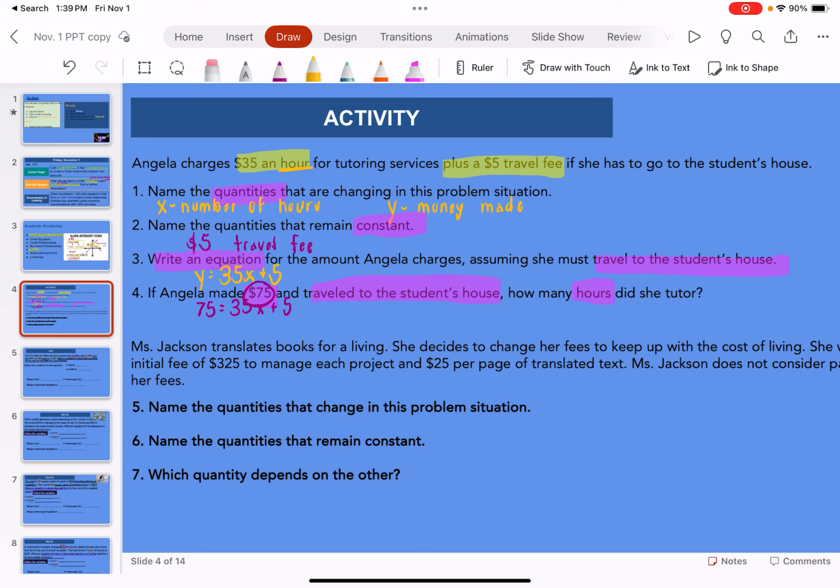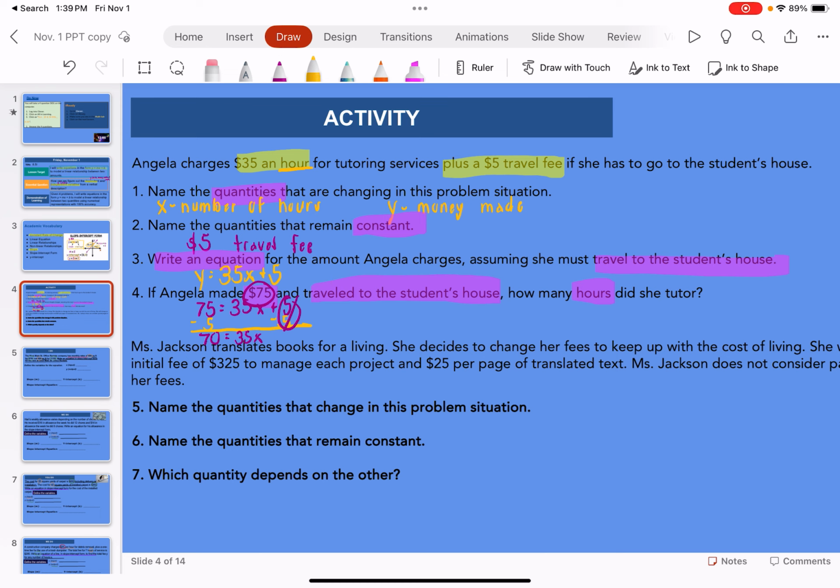So now to solve this, I have to work backwards. I need to first move the 5. To do that, we have plus 5. So the opposite of adding 5 is going to be subtracting 5. We're subtracting 5 on both sides. Then from here, we have 75 minus 5, which is going to be 70. And then 5 minus 5 is 0, so that's a 0 pair. So 70 is equal to 35x.